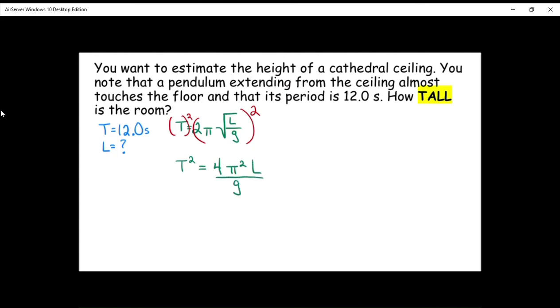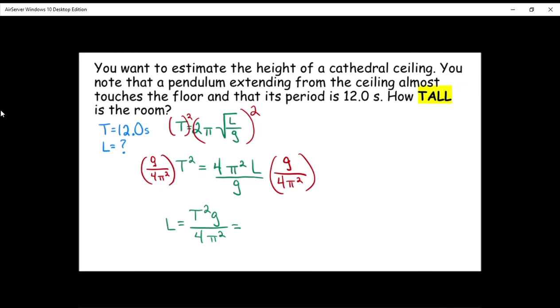Trying to isolate L again, so let's multiply by the inverse of all the other stuff. Do that on both sides. And we are left with L equals T squared times G over 4 pi squared.